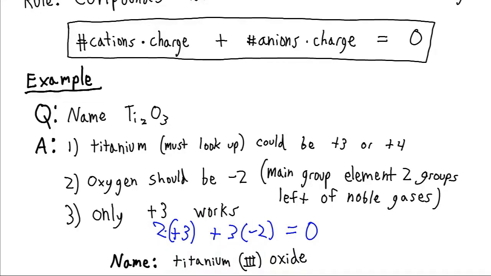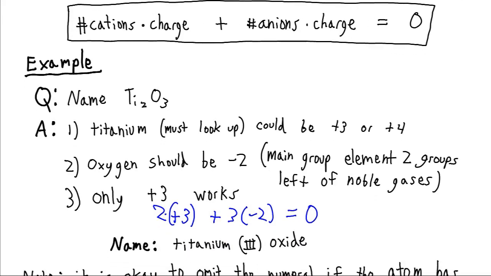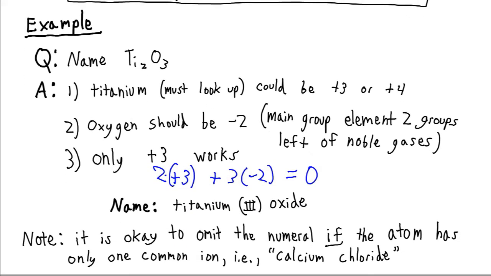But if we had a compound where there was no ambiguity, and so only one of these charges was possible, then in that case we could go ahead and omit the Roman numeral. And that's fairly common to do.